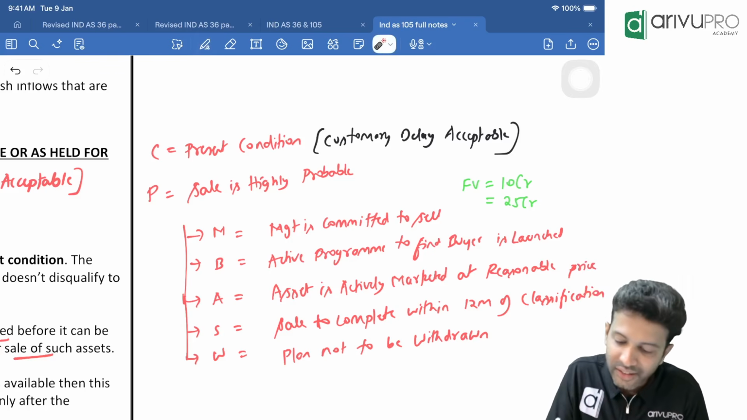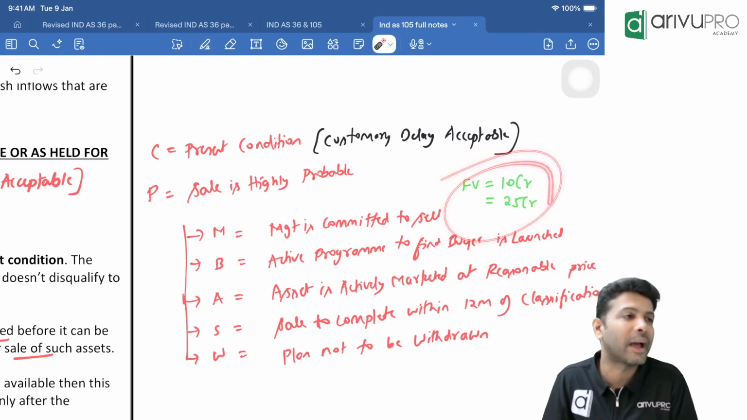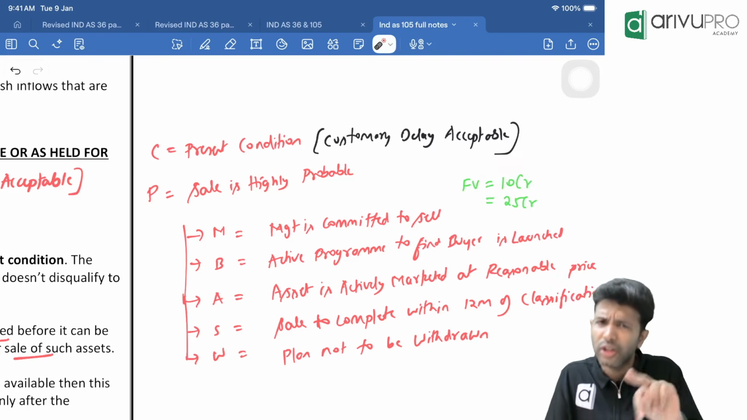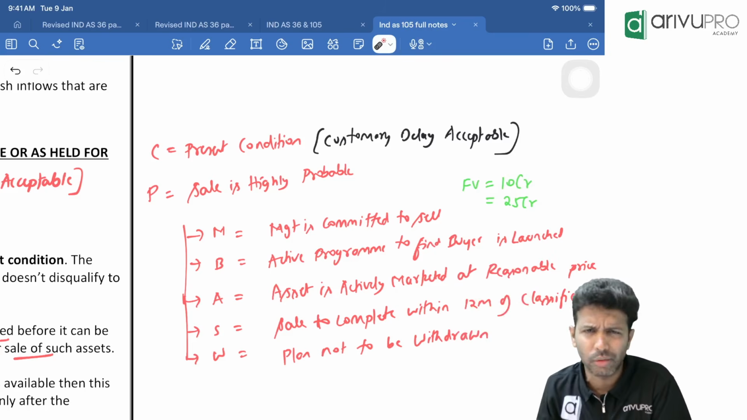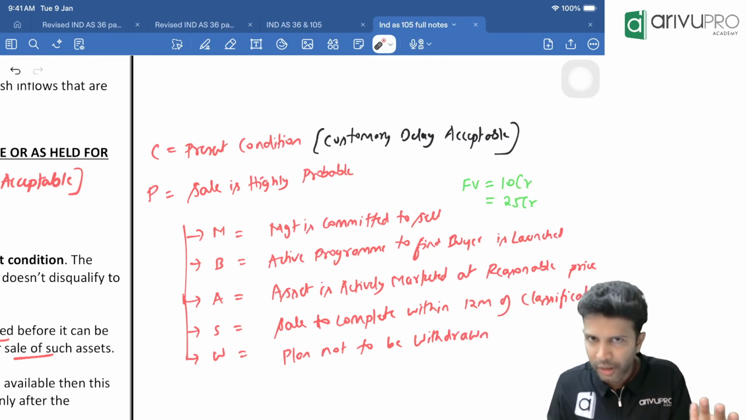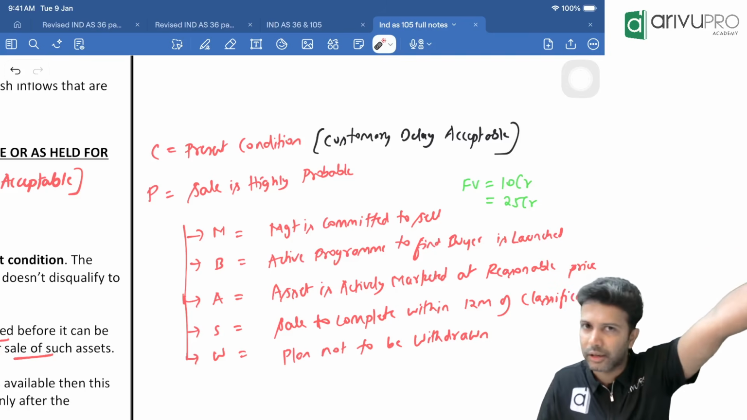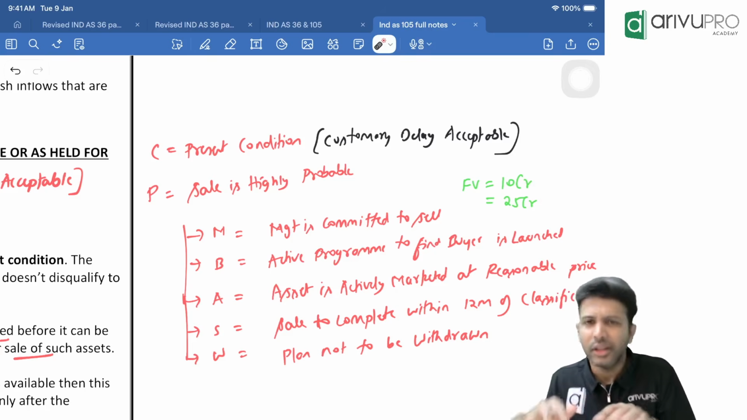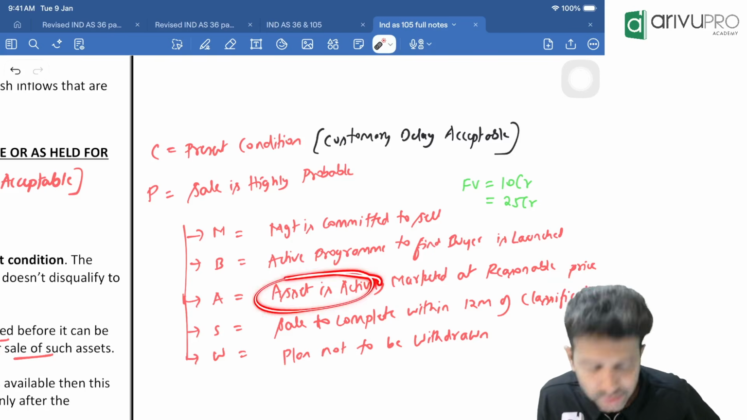Now you tell me, what are the chances that the sale will go through? What are the chances that the sale will happen? Not much, yes or no? Because the market value is only 10, maybe you can market it at 11 or 12 crores, because buyers will ask for a discount. Yes, comfortable. But if you are asking almost double, 2 to 3 times your market value, then the chances of this asset getting sold is not highly probable. Most probably it may get unsold only. Yes, that's what A is trying to say.